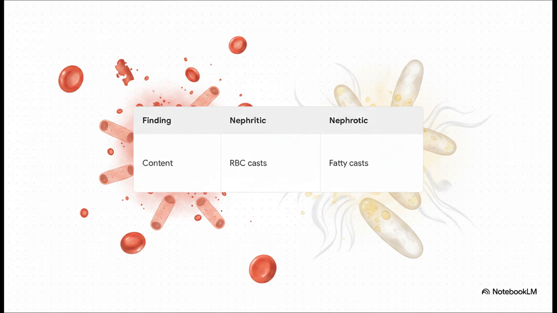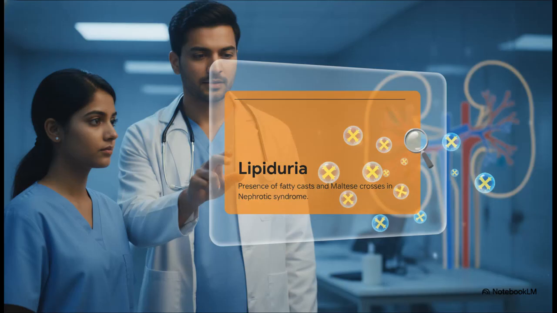You send off the urine. The nephritic sample comes back looking like a microscopic battlefield. You've got red blood cells, RBC casts from those damaged capillaries, and only mild proteinuria. The nephrotic sample, though, comes back completely different. It is totally dominated by heavy proteinuria and something entirely unique, fatty casts. That brings us to a massive, super high-yield clinical buzzword you have to know, lipiduria.